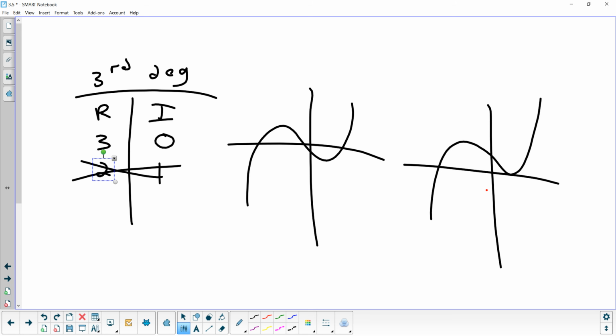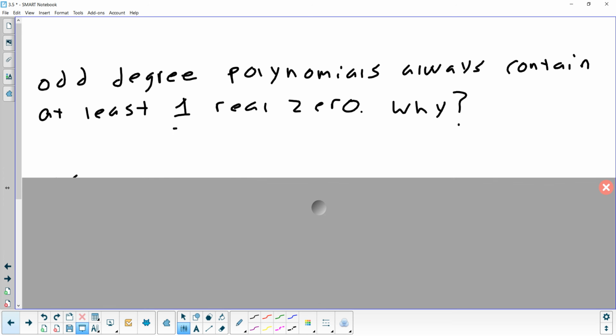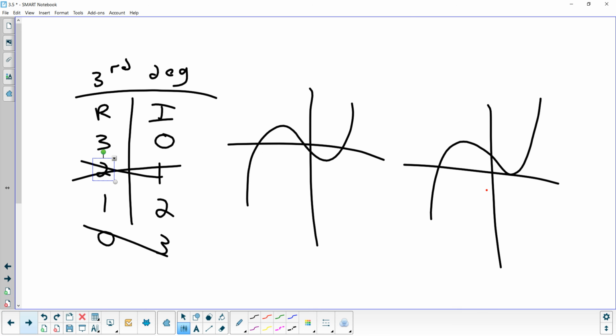Impossible. How about 1 real, 2 imaginary? Is that possible? Sure. Yep. You definitely have that, because that's a pair. Could you have no real and all imaginary? No, we just said that odd degrees have to have 1 real all the time, so you can't have 0. So that's impossible. So when you're solving a 3rd degree problem, it always is going to be one of these 2 cases. 3 real, no imaginary, or 1 real, 2 imaginary.